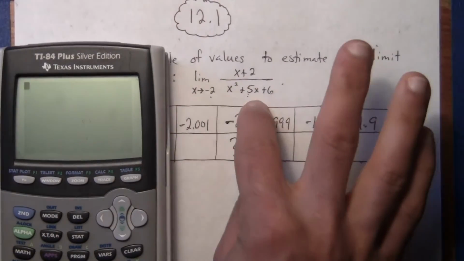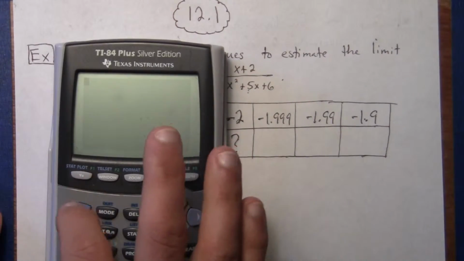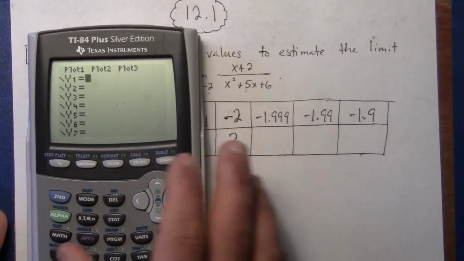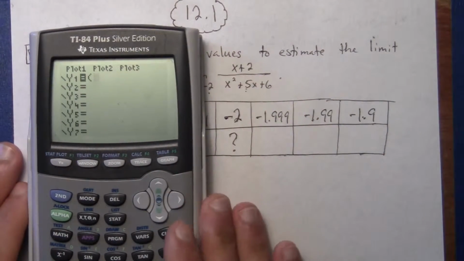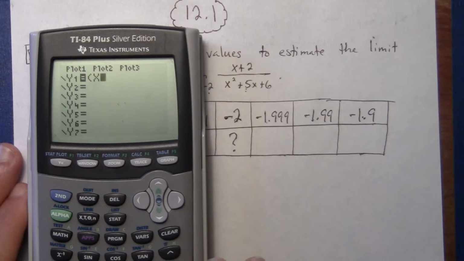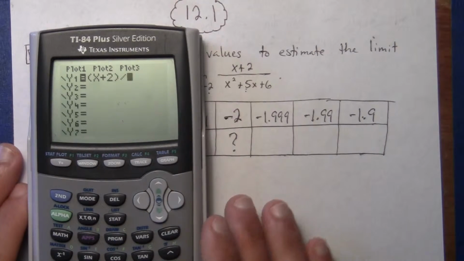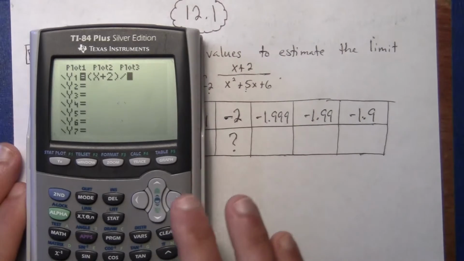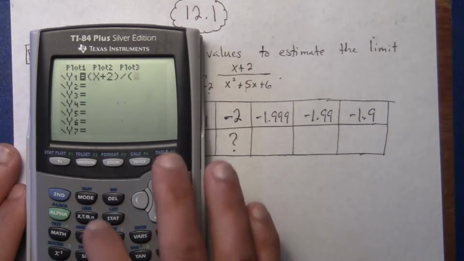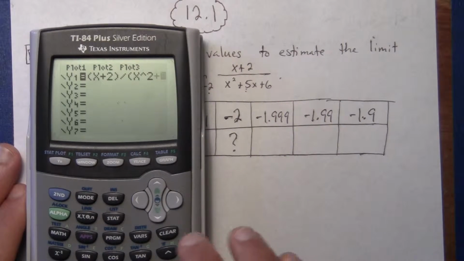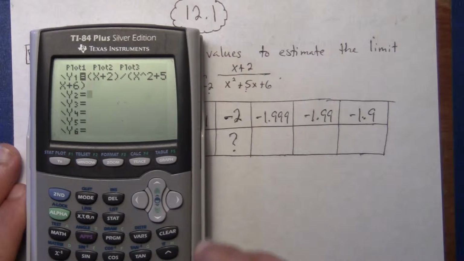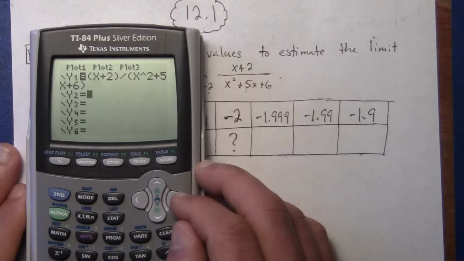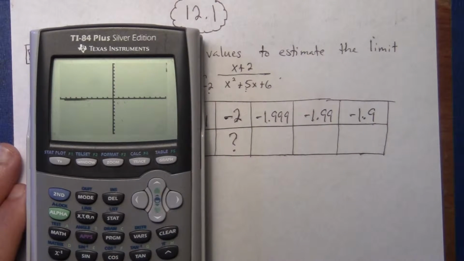First thing you're going to have to do is you're going to have to enter that function in. So go to y is equal to, go ahead and type in x plus 2. Now this is a quantity in the numerator, so make sure you have parentheses around x plus 2, or unfortunately you're not going to get the right graph. Divided by, it's a quantity in the denominator, so make sure again you have parentheses. X squared plus 5x plus 6. Go ahead and hit enter. And if you want to take a look at the graph, you sure can.